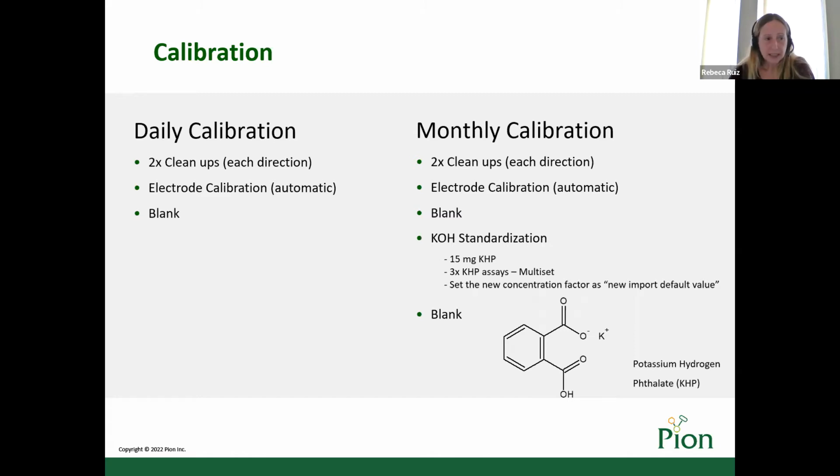Monthly calibration includes the daily calibration plus the standardization of the base. With the base standardization, the carbonate content is checked. Base standardization means 3 KHP titrations are carried out. A multiset is created to obtain the average of the 3 titrations, and you need to set the new base concentration factor as the new import default value until the next standardization happens. And finalizing, a blank needs to be titrated again.